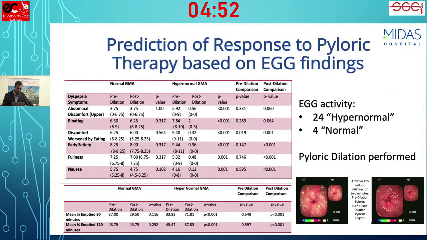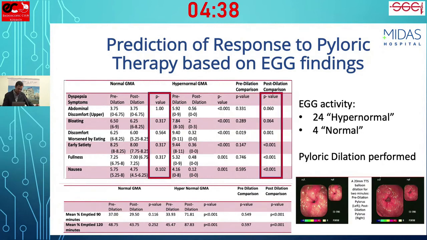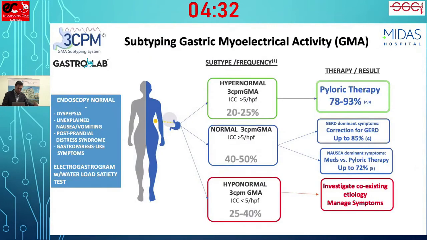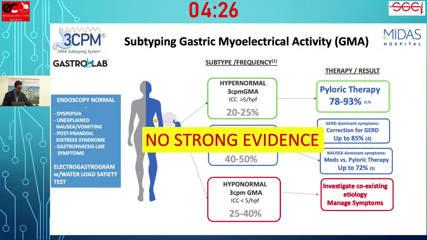There's one study where pyloric dilation was performed in patients with gastroparesis, and they classified them into hypernormal and normal subjects. People who were hypernormal responded well to treatment versus the ones with normal GMA activity. There's literally very little data, and this is what the company proposes, that hypernormal ones are responsive to pyloric therapy, but there's no strong evidence.